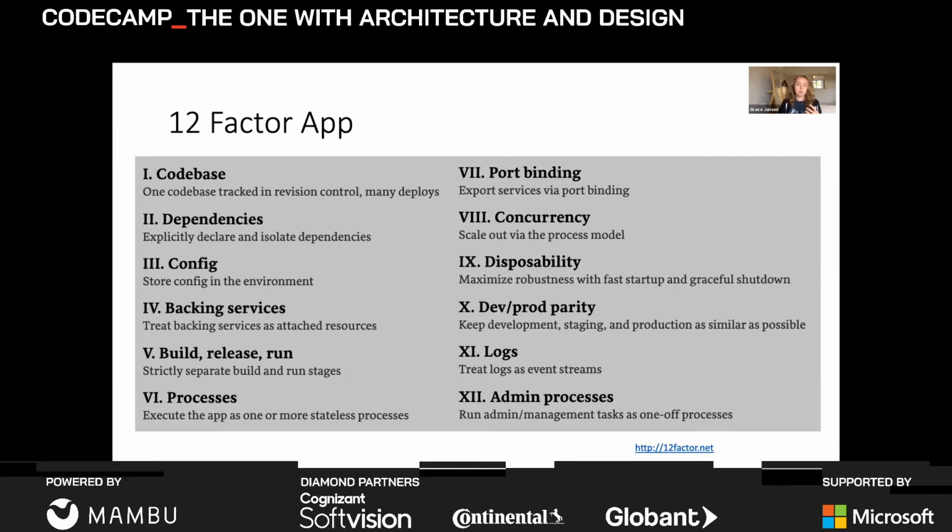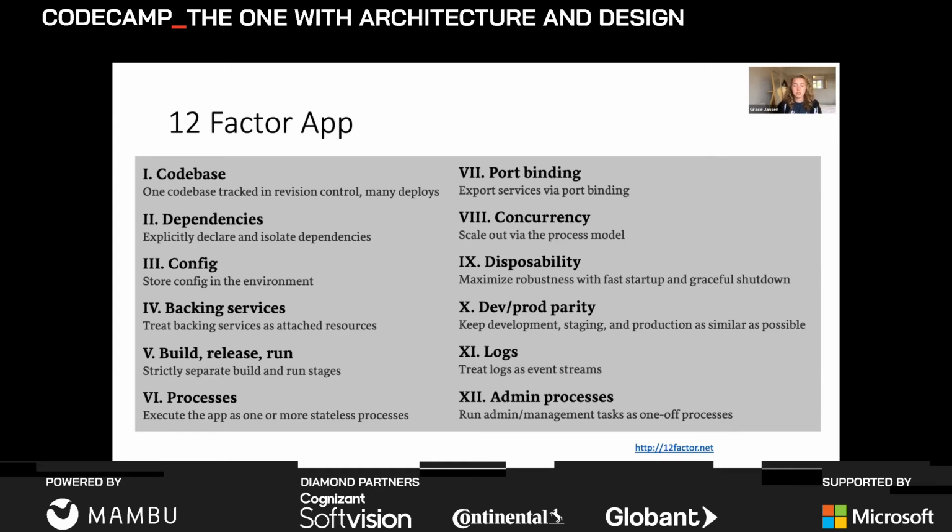Being able to use disposability, having one code base, having external configuration. The reason I like this methodology for cloud native applications is because it is technology and platform agnostic. All of these characteristics can be used regardless of what stack you're using, what language, what cloud platform. So this is a fantastic way of developing an application that's ready for cloud native without necessarily prescribing technologies or methodologies or particular platforms. So definitely worth checking this out.